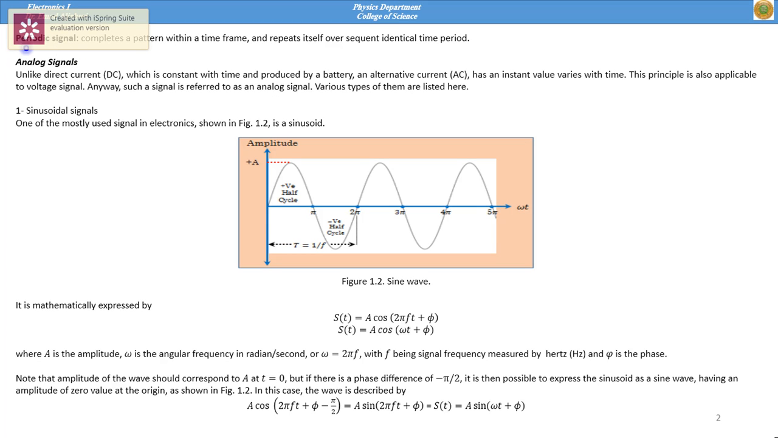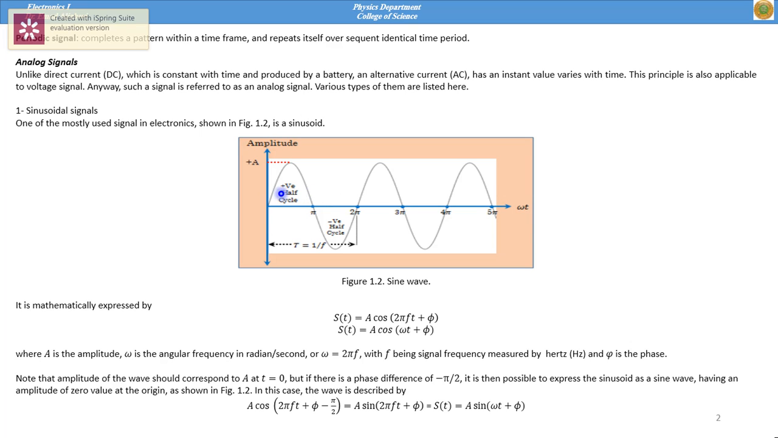Periodic signal. A periodic signal can be defined as a signal that repeats itself within a time frame. There are two types of signals, analog signals and digital signals. In analog signals, the instant value of voltage or current can vary with time. One familiar example of an analog signal is the sinusoidal signal, which is shown in this figure.